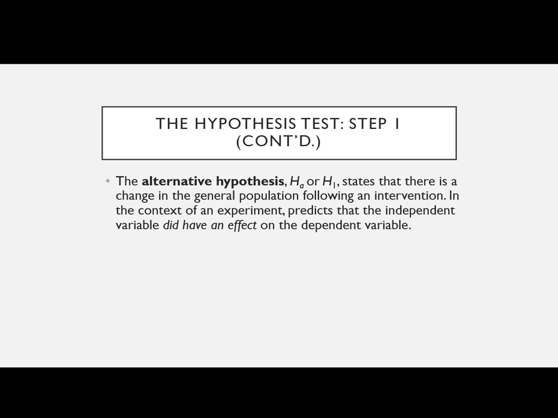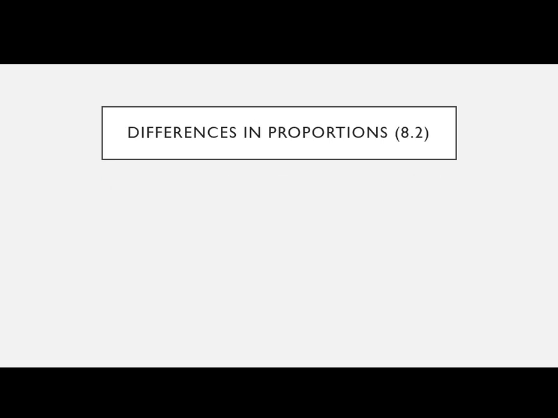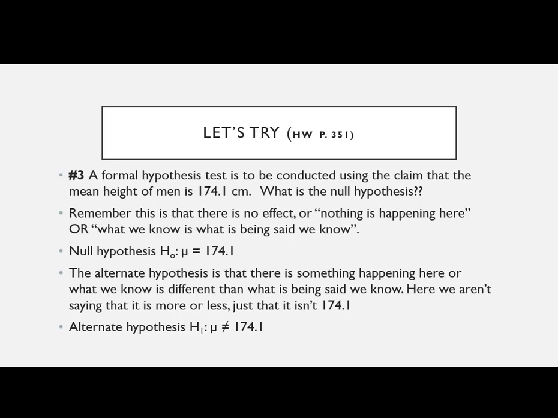In the context of an experiment, it predicts that the independent variable did have an effect on the dependent variable. All right, so differences in proportions, which is 8.2, we're going to come back to that. I'll handle that at the end of this PowerPoint. But let's try page 351, number 3.